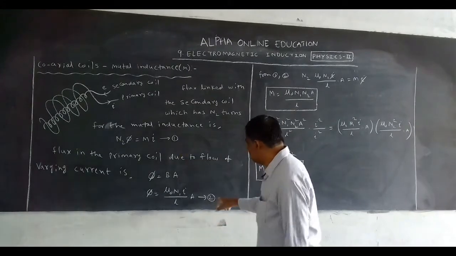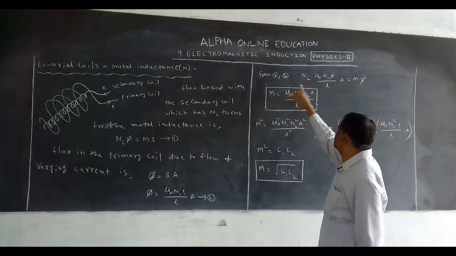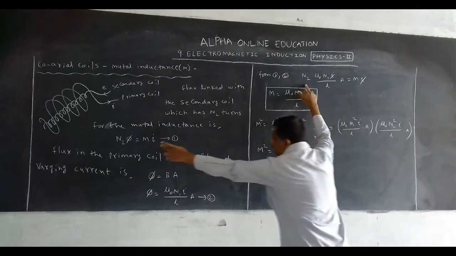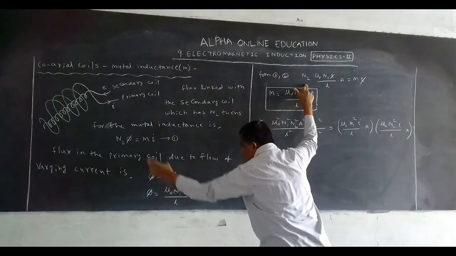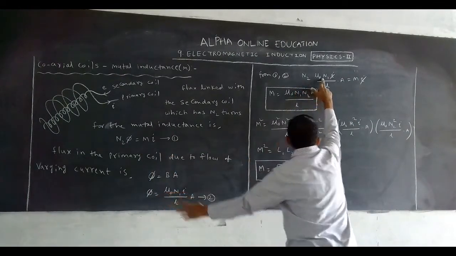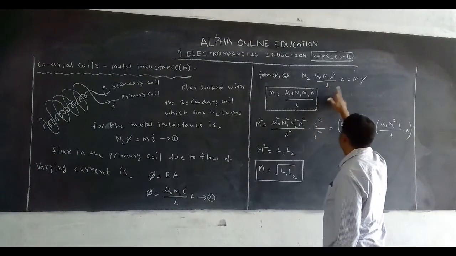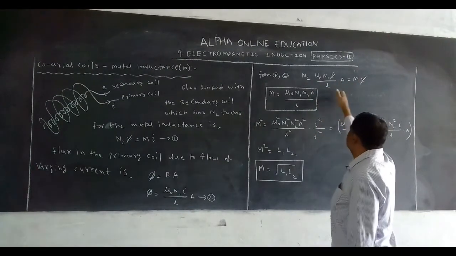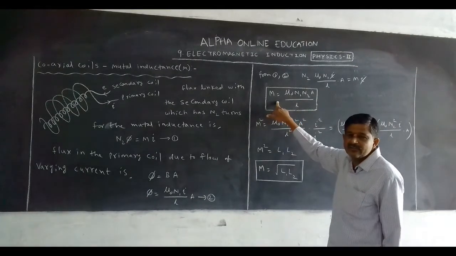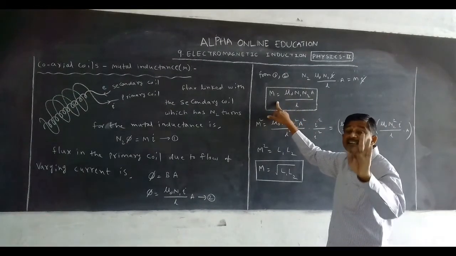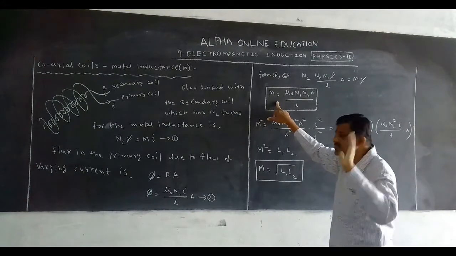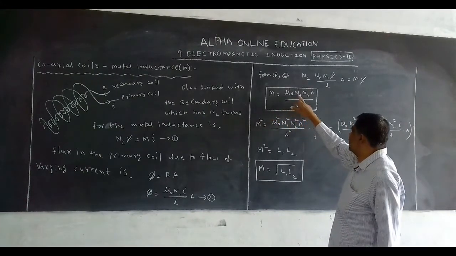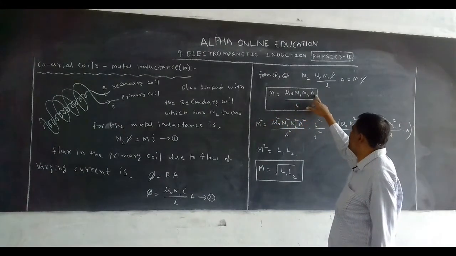From equations 1 and 2, substitute. N2 into, instead of phi, we can write mu 0 N1 I by L into A, is equal to Mi. The I cancels. So what equation do we get for the coefficient of mutual inductance for coaxial coils? M is equal to mu 0 N1 N2 A by L.